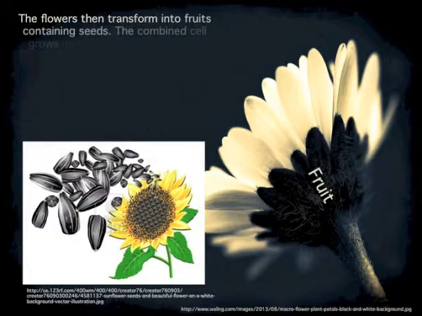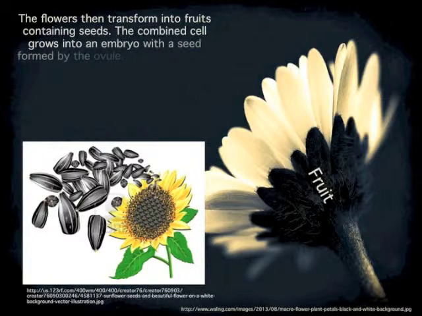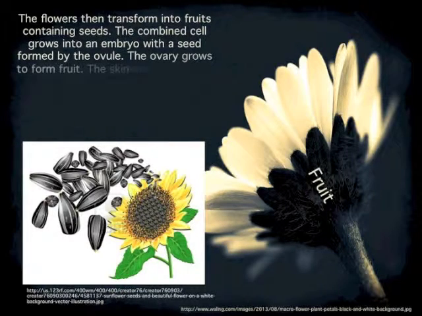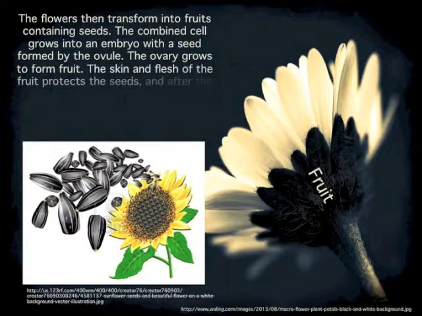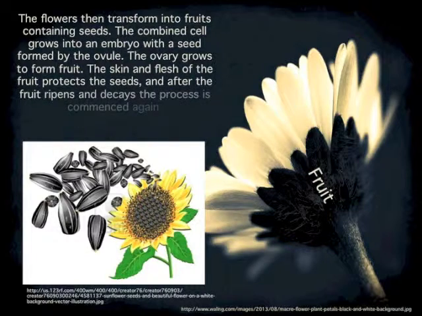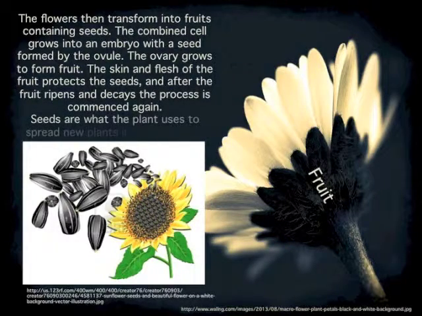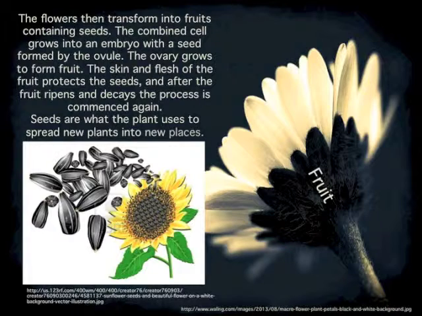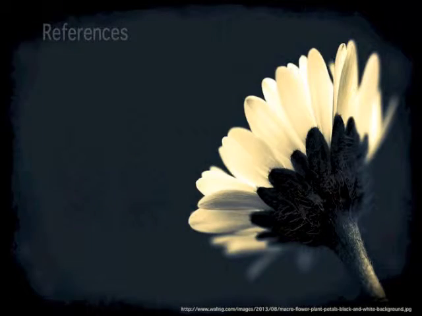The flowers then transform into fruits containing seeds. The combined cell grows into an embryo with a seed formed by the ovule. The ovary grows to form fruit. The skin and flesh of the fruit protects the seeds, and after the fruit ripens and decays, the process is commenced again. Seeds are what the plant uses to spread new plants into new places.